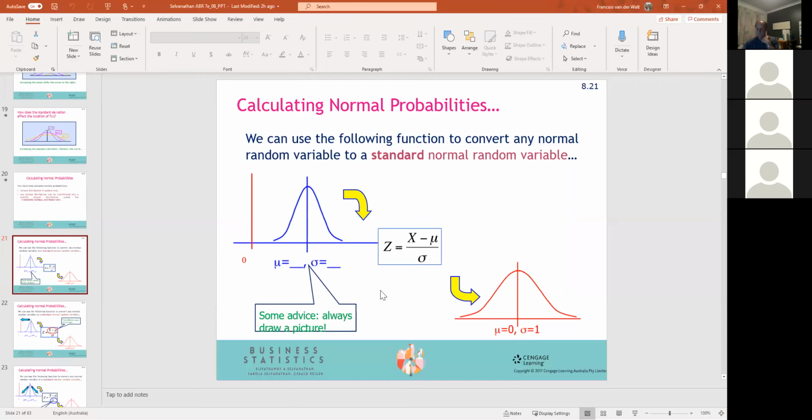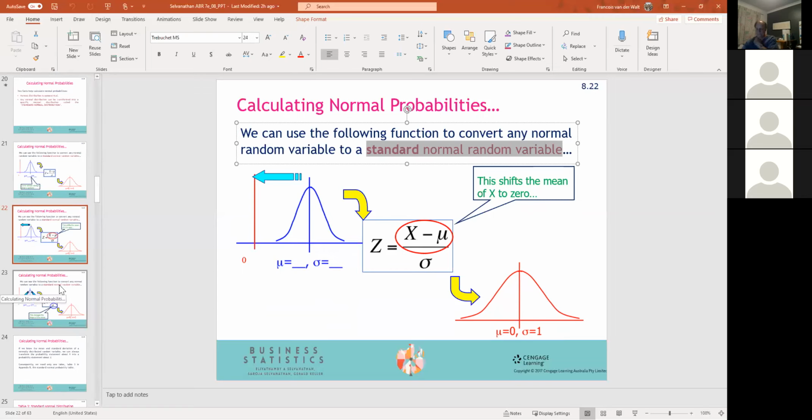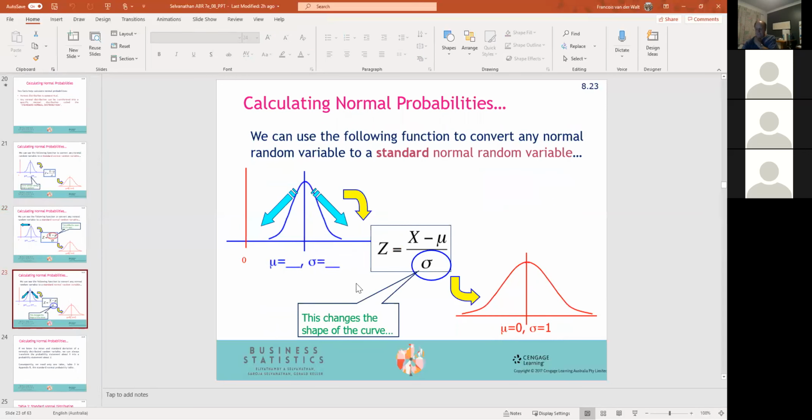Good advice, always draw a picture. Did you say the mean equals 0? If it's a standard normal distribution, then the mean equals 0 and sigma equals 1. If it's not standard, it can be any value. What we do know is that the area under the curve always adds up to 1. And you said sigma equals 1? For a standard normal distribution, yes. Yep. Thank you.